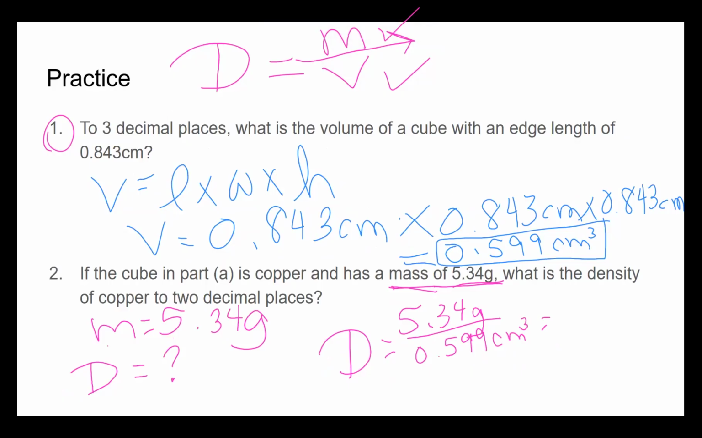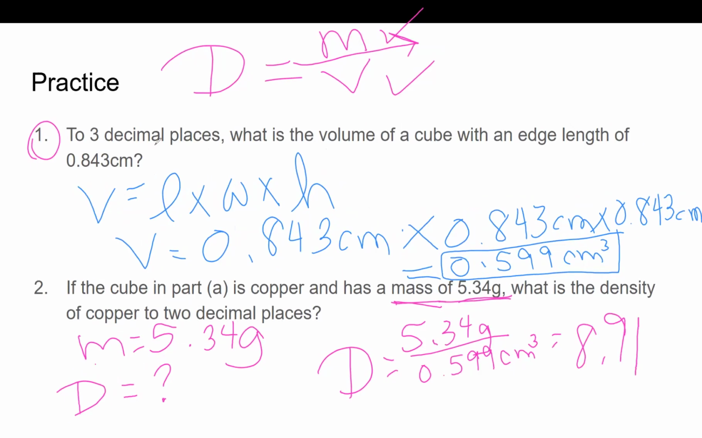So 5.34 divided by 0.599 gives us 8.91, because it asks for 2 decimals, grams per cubic centimeter.